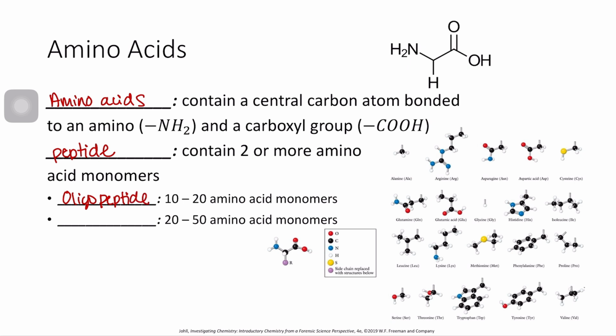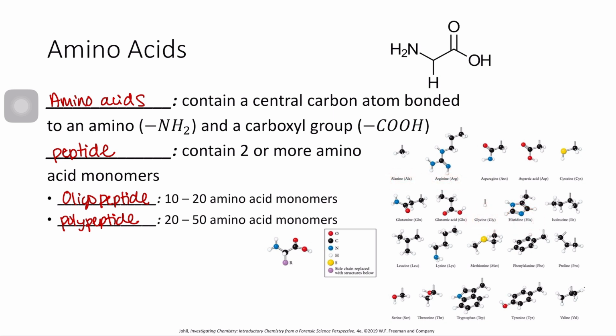If you have between 20 and 50 amino acids, this is called a polypeptide. 20 to 50 amino acids is going to be a lot of names, and they're going to have a very specific order. And that order is going to be dictated by listing the amino acids in the order that they are bonded together.